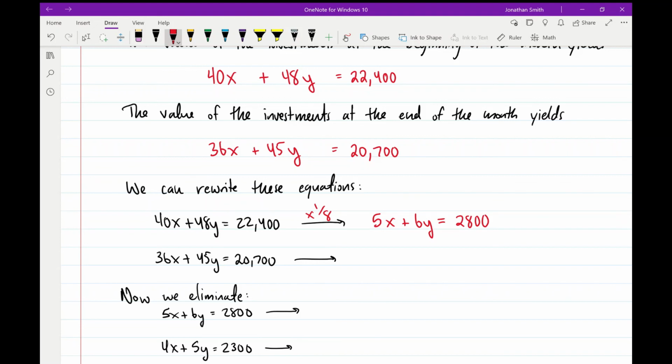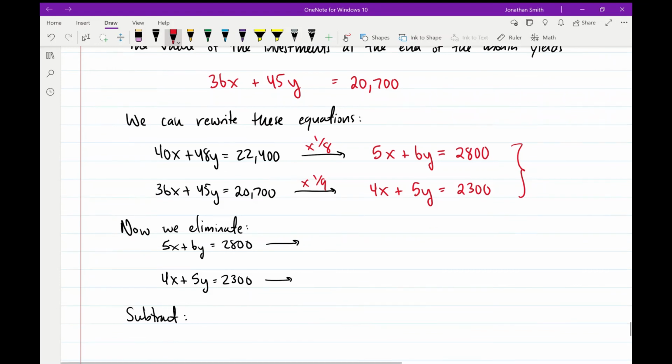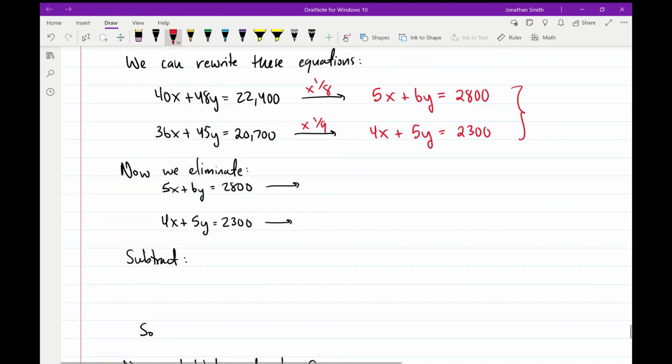And the 36x and the 45y, well, they have a common factor of 9. So I'm going to divide that whole equation by 9. And I get a 4x plus 5y. And 20,700 divided by 9 ends up being 2,300. And so now these two equations here are a little bit nicer to work with. Again, we're going to use the elimination method because it's the method that we're going to use most.